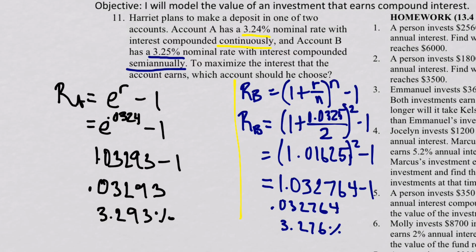Okay, so know the difference between the two. Nominal rate, effective rate. The nominal rates, this one's better. But really, this one's better. Account A is better because the effective rate is much higher.